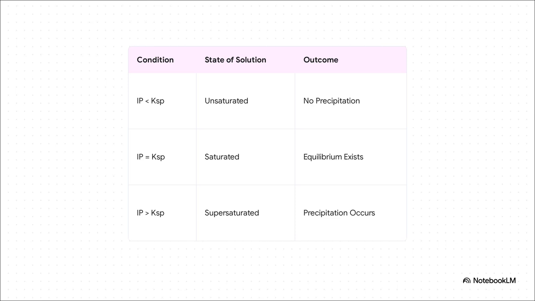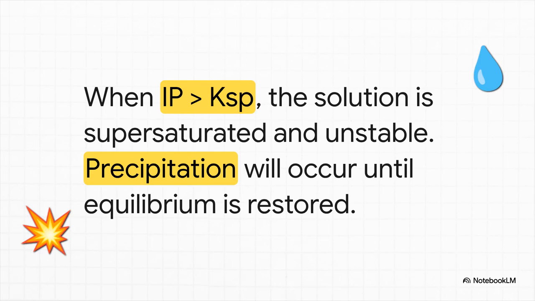This table explains the whole game. It's just a constant battle between IP, the current state, and KSP, the maximum capacity. If your IP is less than KSP, no problem, you're unsaturated. More can even dissolve. If IP is exactly equal to KSP, you're saturated, perfectly full. But if your IP becomes greater than KSP, the system is overloaded, it's supersaturated, and a solid has no choice but to form.